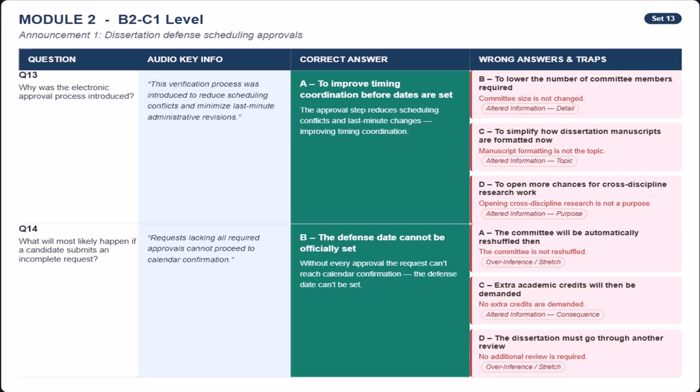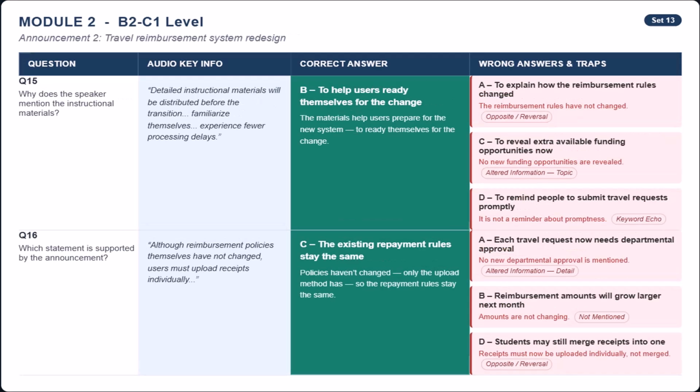Announcement number 13 is A, to improve timing coordination before dates are set. 14 is B, the defense date cannot be officially set. 15 is B, to help users ready themselves for the change. 16 is C, the existing repayment rules stay the same.